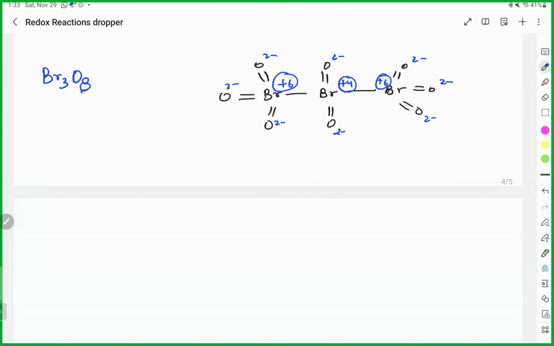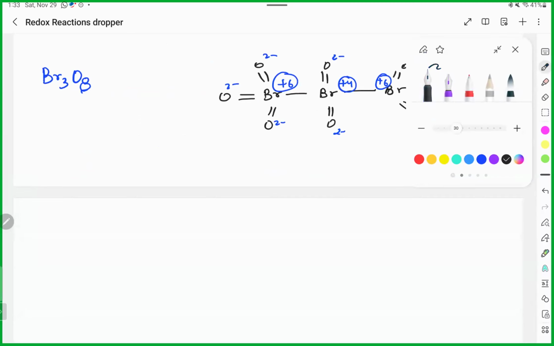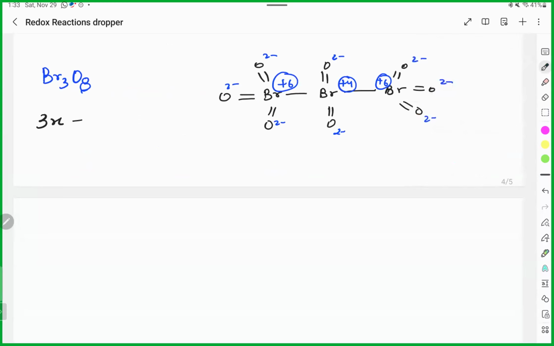If you calculate the average charge on the bromine, it will be 3x and 8 oxygen, so -2 is equal to 0. 3x is equal to 16 and x is equal to 16 by 3. It will be 5 point something, 5.333. But in reality, what is happening? Two are having +6 and one is having +4 charge. Any doubt, guys?